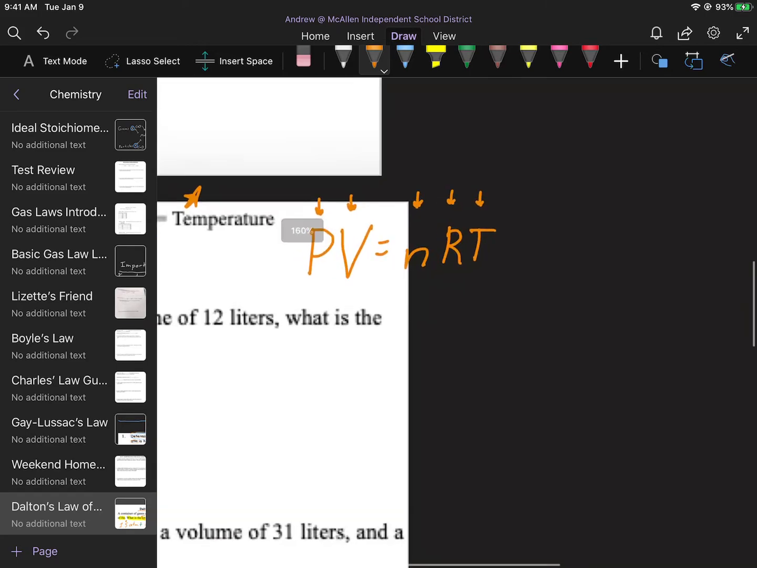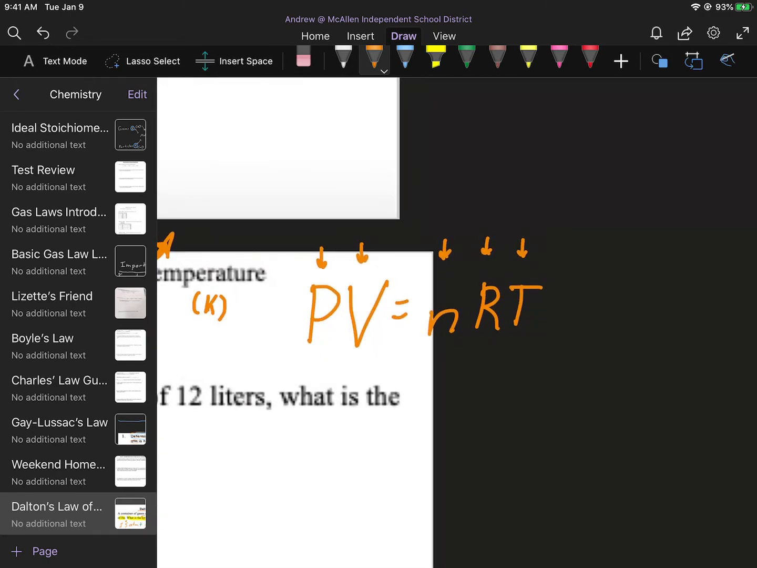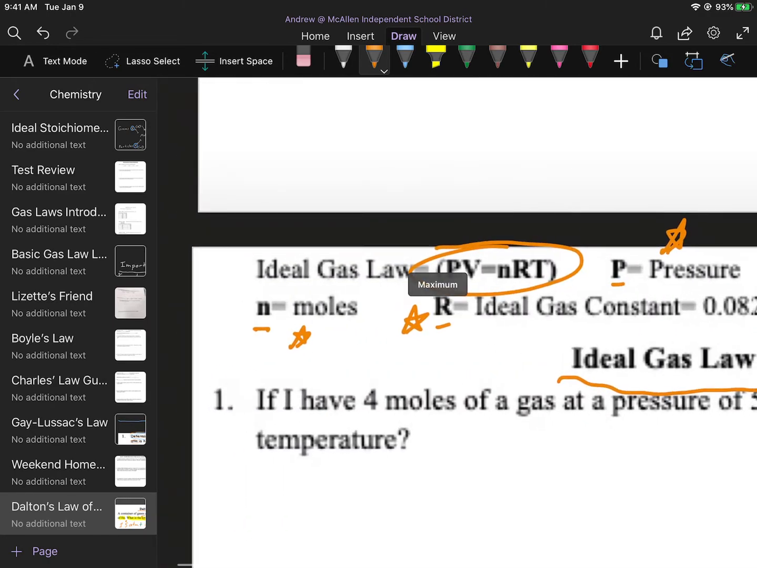Now, in all the other gas laws, we used Kelvin for temperature. That does not change here. Anytime we have temperatures, we need to make sure they're in Kelvin. So one more time, there's your formula. It's also written over here.